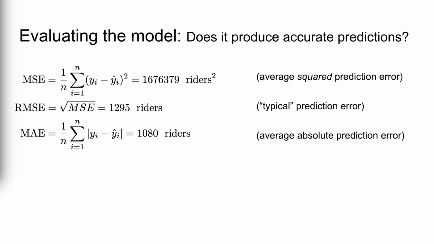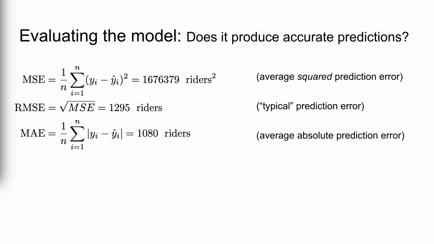Finally, the mean absolute error measures the average absolute prediction error. Here, we expect our model predictions to be off by 1,080 riders on average. Note that the ideas behind and the results of the MAE and MSE metrics are similar. They're just two different approaches to measuring the typical prediction error.